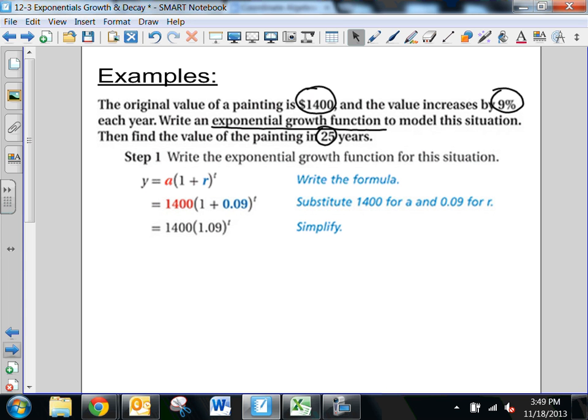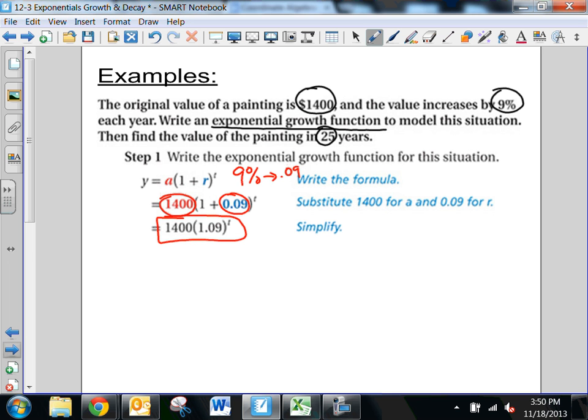So we plug in 1,400 here, and 9%. Remember that we have to move the decimal from 9%. We make that equal to 0.09, and we plug it in right there. So this is the exponential function.